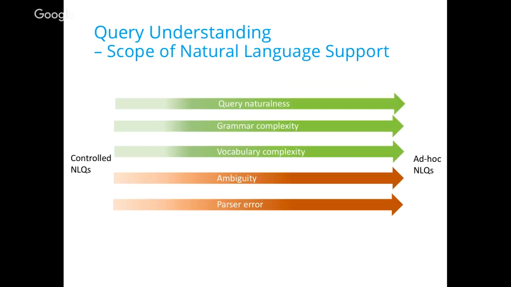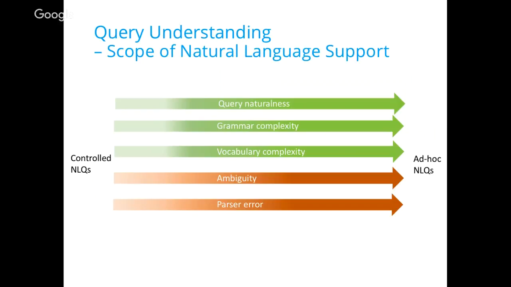So the first question when you design a natural language query interface to a database is, what is the scope of natural language you want to support? You can support controlled natural language queries with, for example, a controlled grammar, or you can say I support ad hoc queries. Each one of them has its pros and cons. If you support controlled natural language queries, it's less likely for the user to make a mistake, but it's more difficult for the user to understand exactly what kind of query you support.